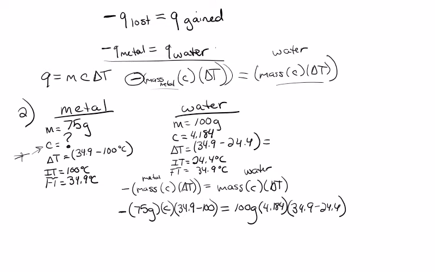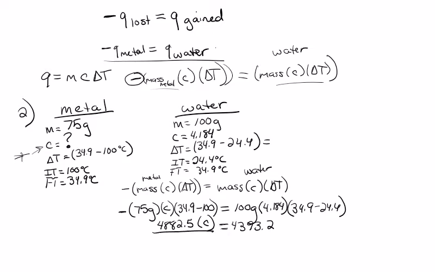Okay? Now, this is simple math over here, so I'm going to go ahead and multiply over on the right. And when I do all that multiplication, I get a number of 4,393.2. Over here on this side, I'm going to take my negative 75 grams times my temperature change. And when I do that, I get a positive value, a positive 4882.5. And I still have my specific heat capacity variable.